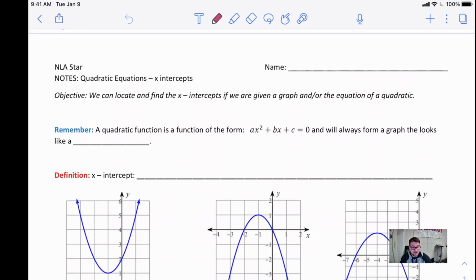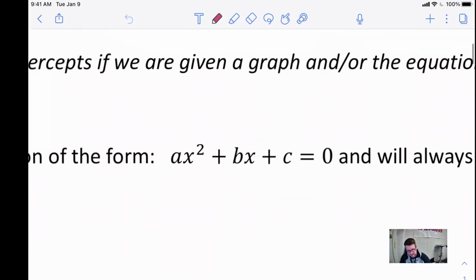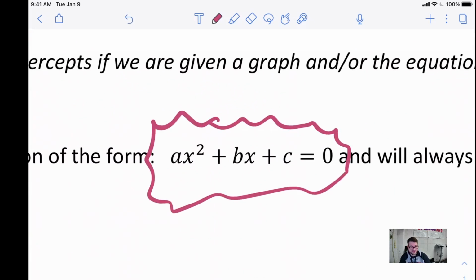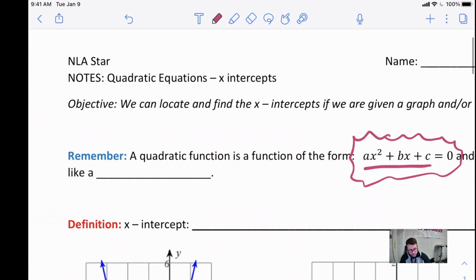of a quadratic. So remember, a quadratic function is any function that takes this form. Ax squared plus bx plus c is equal to 0. Anytime you get something that looks like this over here, this is going to be a quadratic function. And anytime we're dealing with a quadratic function, it's always going to look like a parabola.